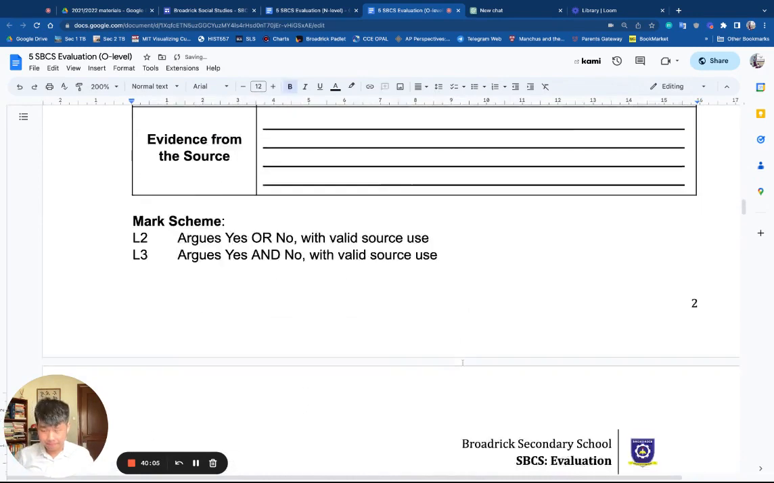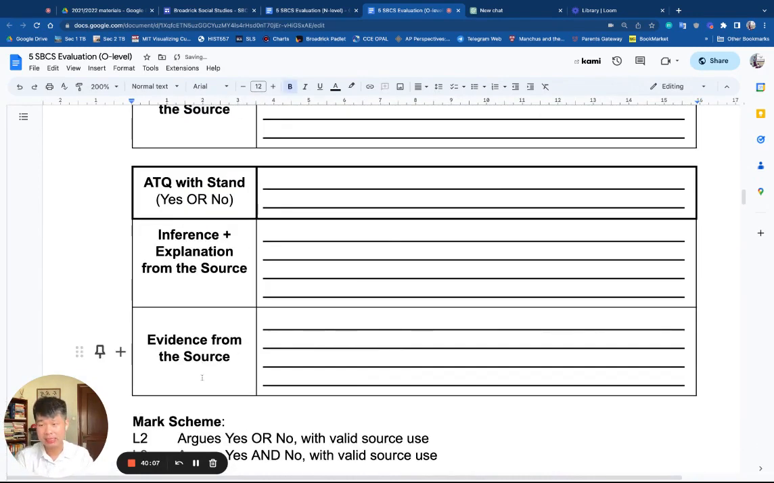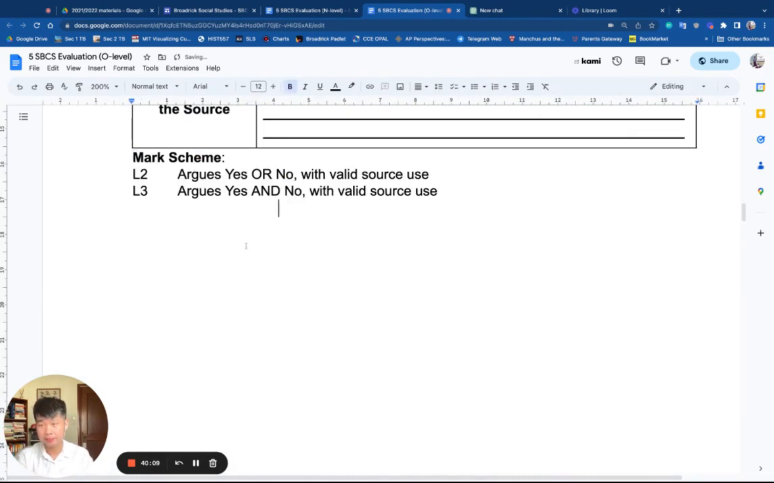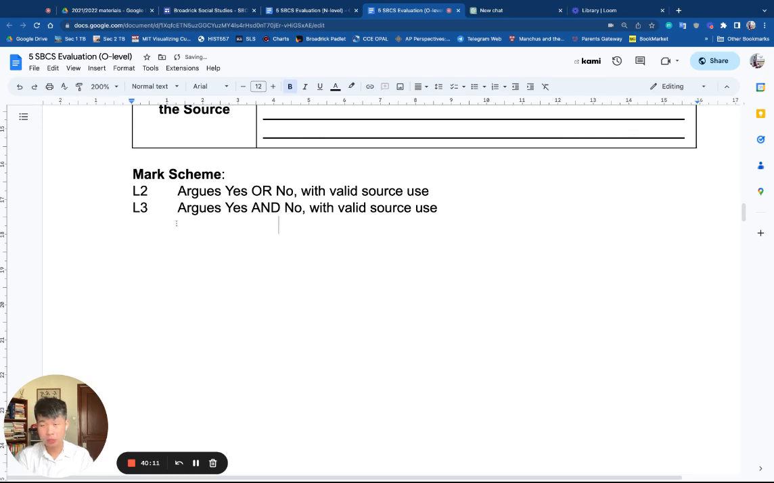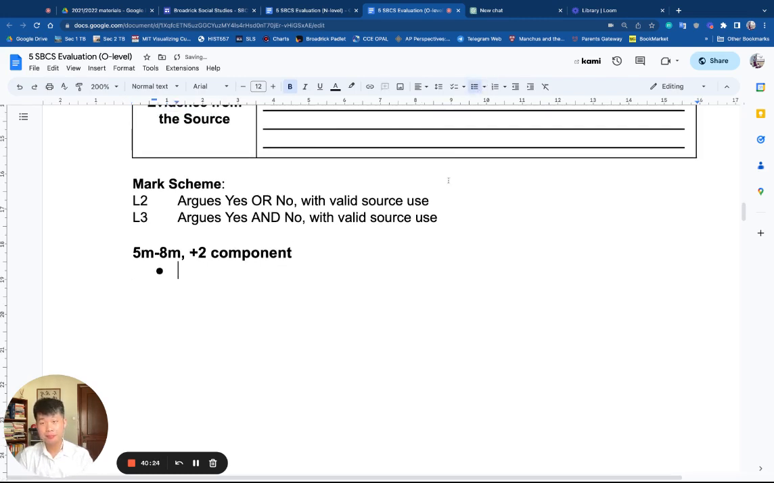For this part, for O level, I said that your L3 was 5 mark to 8 mark, right? With a +2 component. What is this +2 component? You can now write it in your notes. The strategy, by the way, is the same for N level for the first 5 to 8 marks. You just write 2 sources on both sides, yes and no. Minimally 2 sources. You can do more, but I don't think you have time.